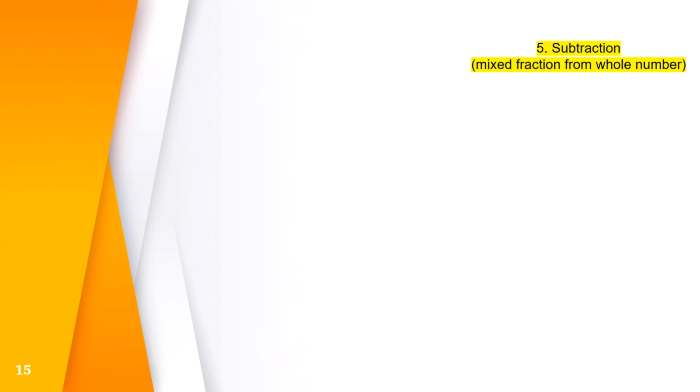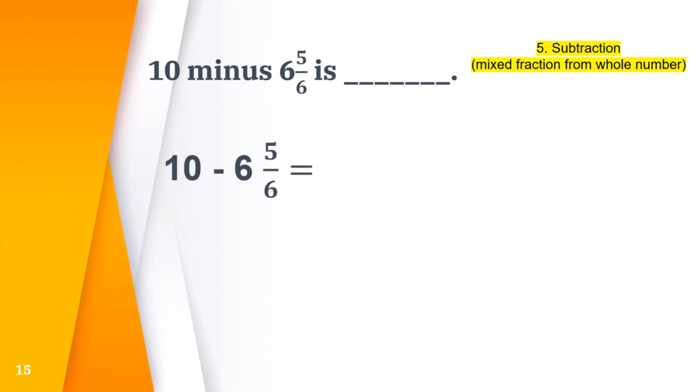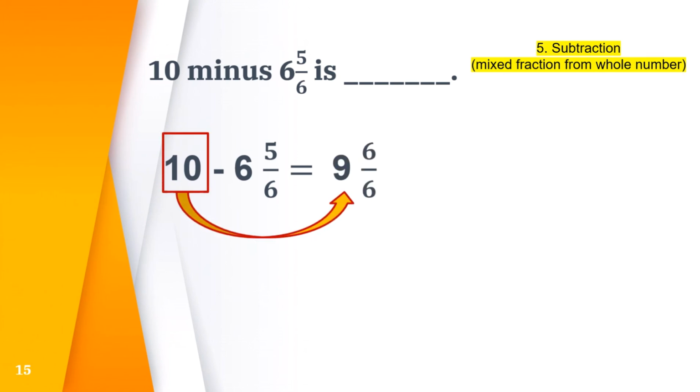This time, subtraction of mixed fraction from whole number. So, that is 10 minus 6 and 5/6 equals. So, dito, i-rename muna natin yung 10 as a mixed fraction. Kaya, magiging siyang 9 and 6/6. Saan natin nakuha yung 6? Dahil doon sa denominator ng ating subtrahin. And then, minus 6 and 5/6.